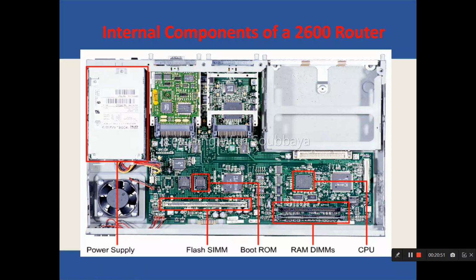There are four main components here. What are the four main components? Flash memory, RAM, ROM, NVRAM. RAM is random access memory. ROM is read only memory. NVRAM is non volatile random access memory. These are the four main internal components available in the router.